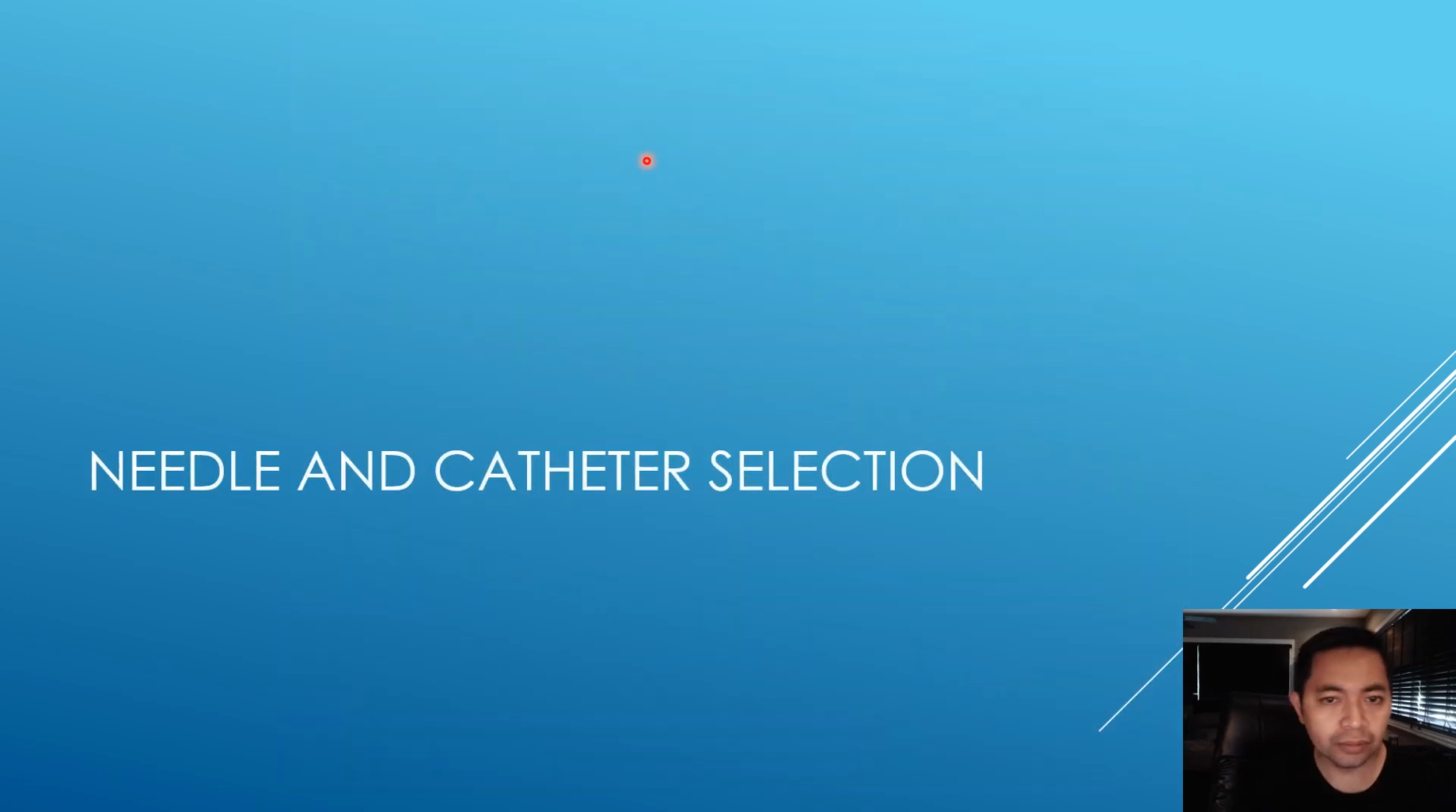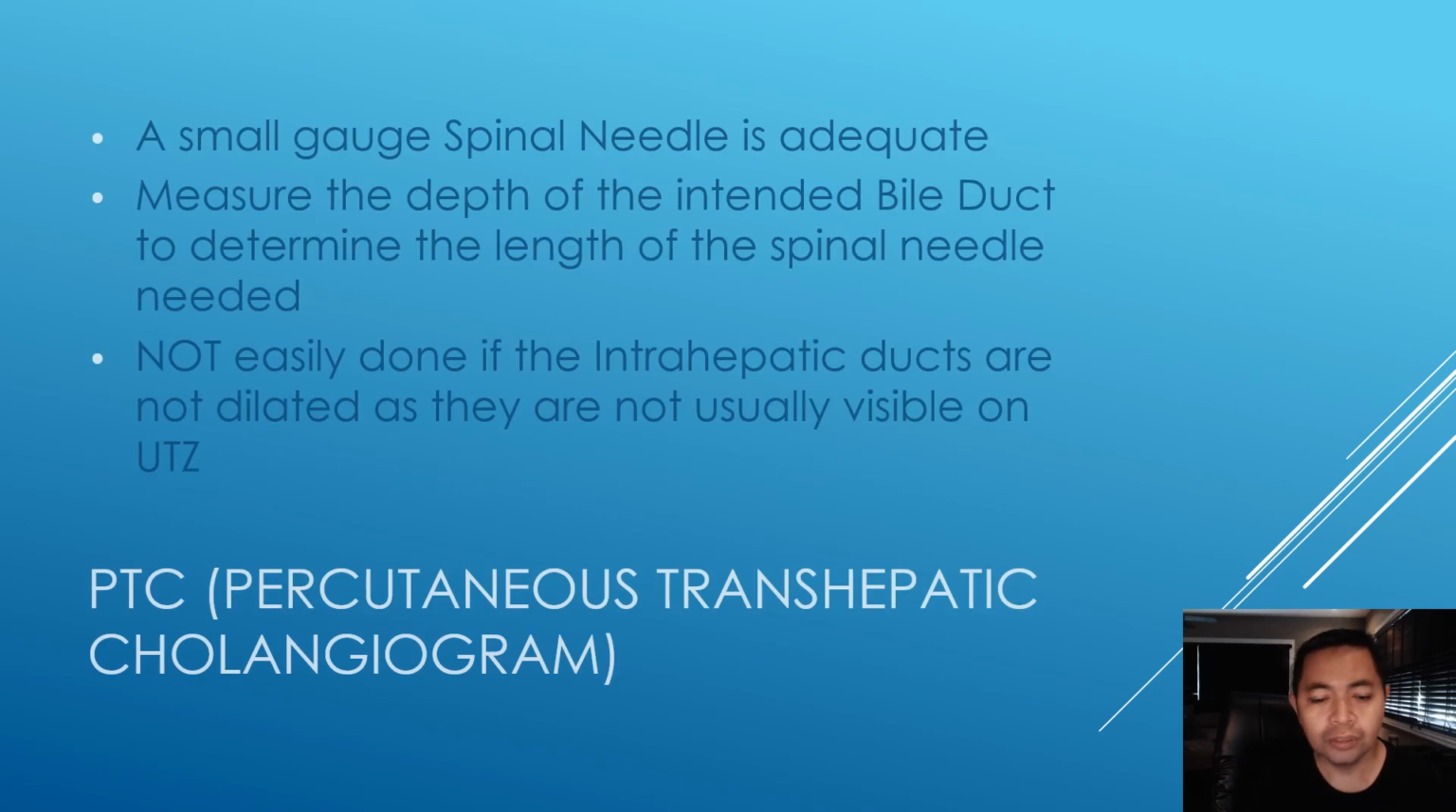So going back to the specific procedures, when doing a PTC, usually a small gauge spinal needle is adequate. And before inserting the needle, you must measure the depth of the intended bile duct to see if your needle is long enough. Take note also that doing a PTC is not always easily done when the bile ducts are of normal caliber, as they are not visible on ultrasound.